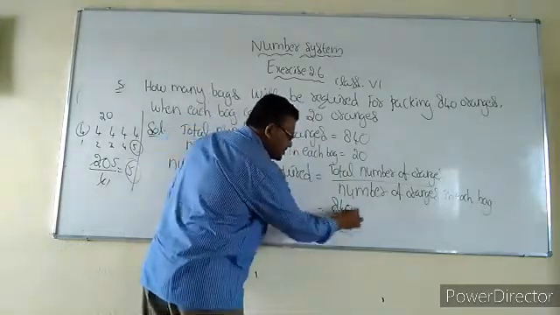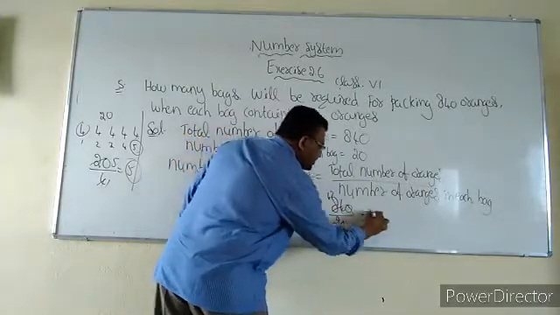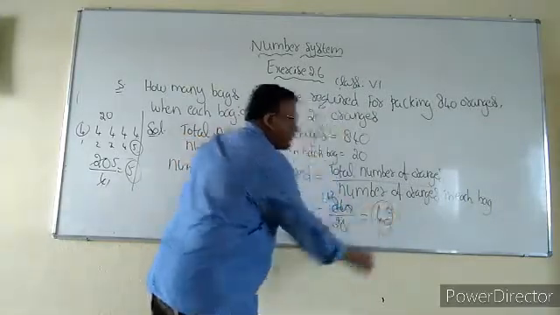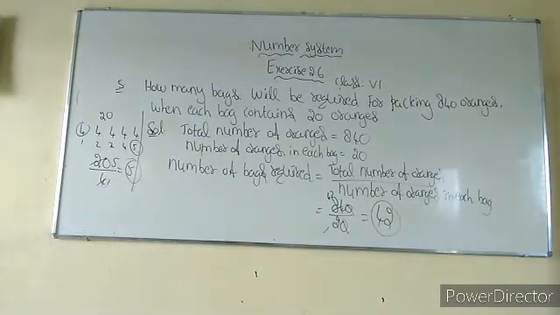That is 840 divided by 20. So the 0s will get cancelled. 2 ones are 2, so 42. So total how many bags are required? 42 bags. And the next, sixth problem.